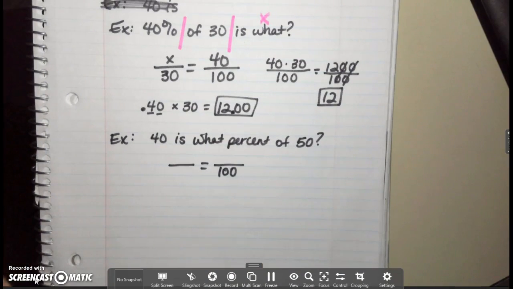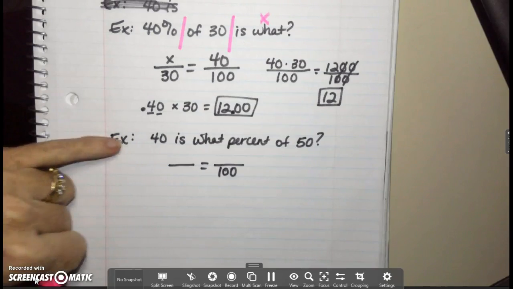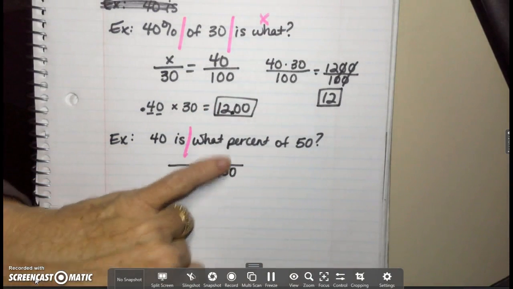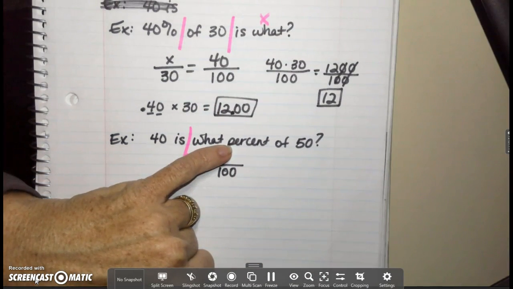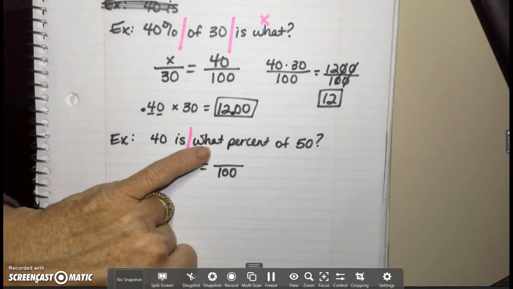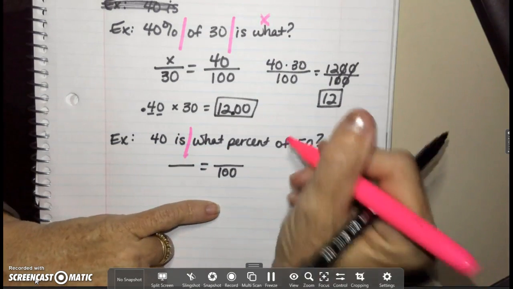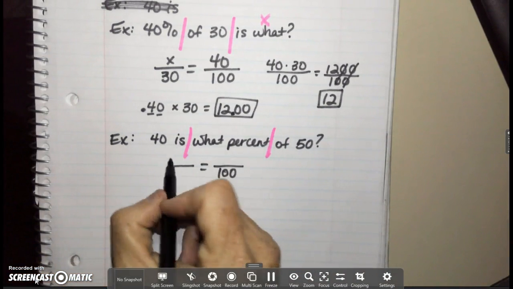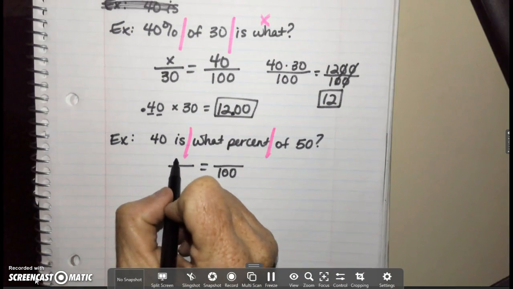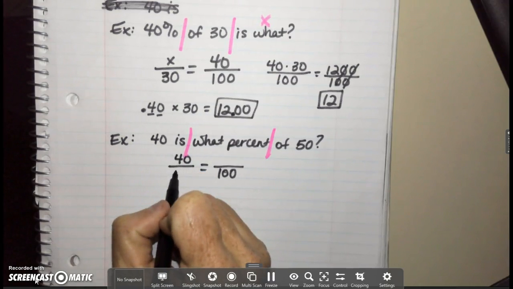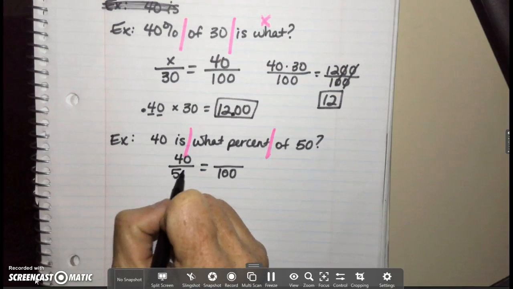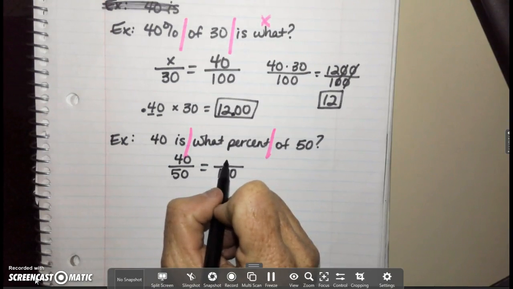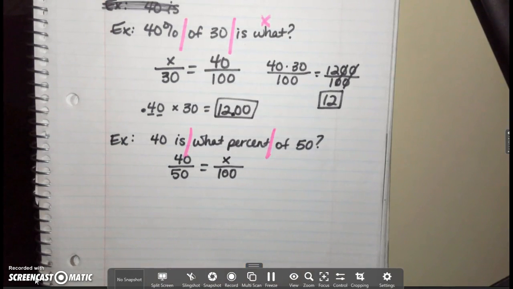Okay. So what's my is? 40. What's my percent? We don't know the percent, right? What's your of? 50. Okay, so now tell me down here where everything goes. What goes up here? 40. What goes down here? 50. Beautiful. And what goes over the percent? X, because we don't know what that is.